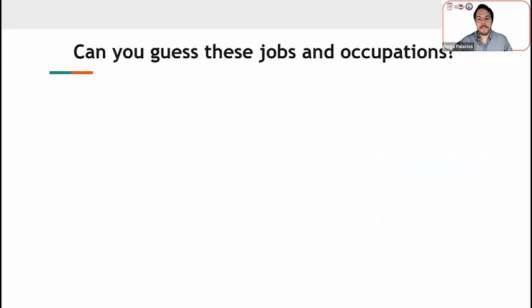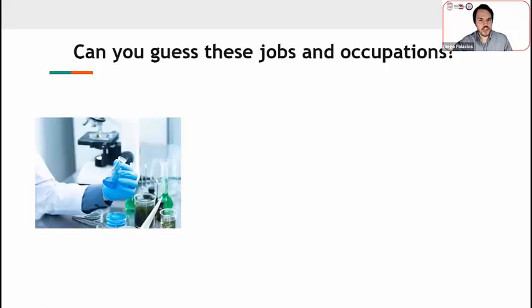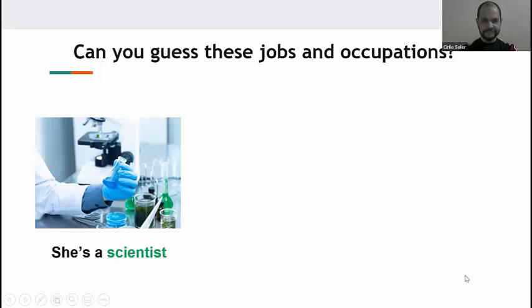Let's continue. What about this job or occupation? It's a little more difficult. What do you think? What is this? Scientist. He's a scientist. Let's check. A chemist? Or a chemist? Scientist. Okay. So very, very close. Chemist and scientist, they are related. So listen and repeat. She's a scientist. Everybody? She's a scientist. Excellent. Very good.